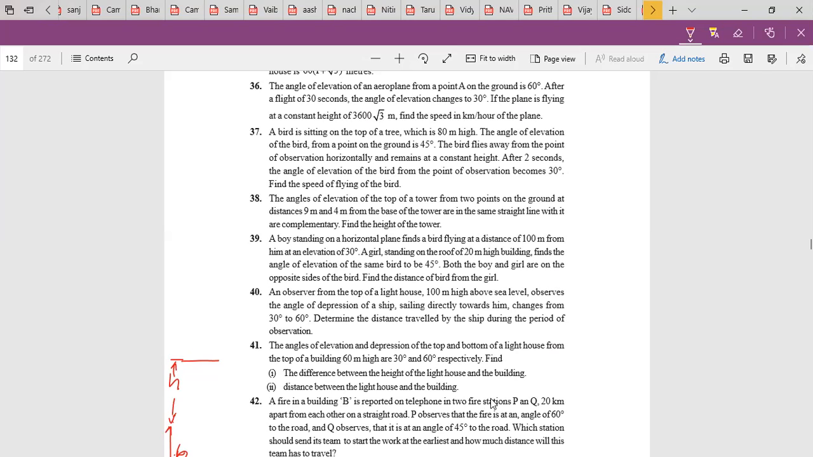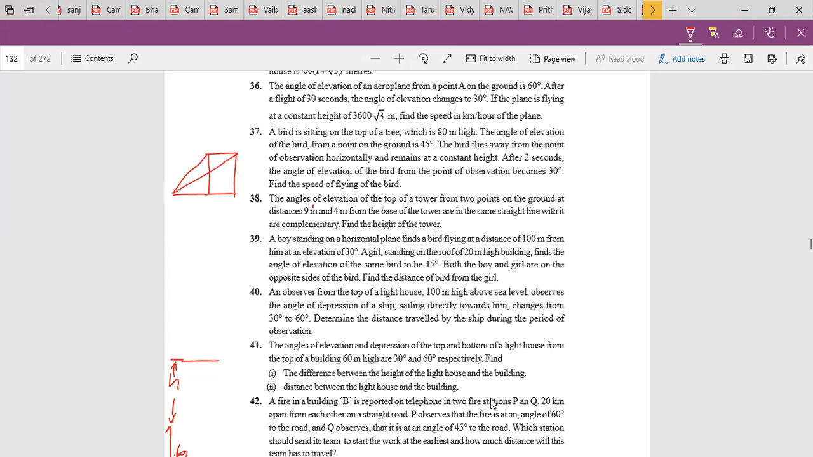Ma'am, 30th question. What is in the complementary? Complementary angles, the angles whose sum is 90. How can you apply this here, ma'am? NCERT question. Ma'am, what's the answer for the 37th one, ma'am?